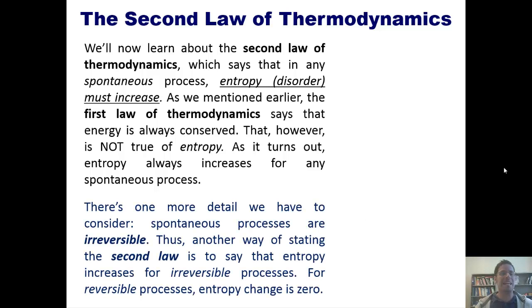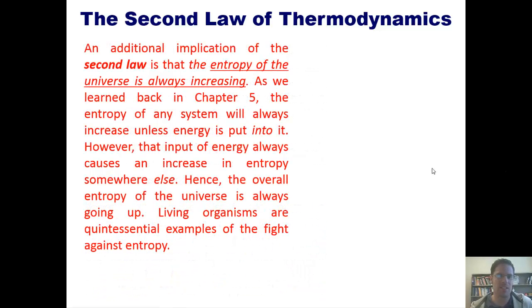Spontaneous processes are irreversible. Hence, another way of stating the second law of thermodynamics is to say that entropy increases for irreversible processes. For reversible processes, entropy change is 0. So, an additional implication of the second law of thermodynamics is that entropy of the universe is always increasing. As we learned back in Chapter 5, the entropy of any system will always increase unless energy is put into it. However, that input of energy always causes an increase in entropy somewhere else. Hence, the overall entropy of the universe is always going up.